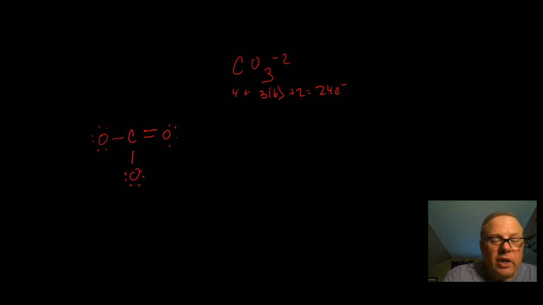Now everybody has an octet, and we have this double bond up here. Because this is a polyatomic ion, I'd like you to get in the habit of putting parentheses around it with a minus 2 charge. That means that we've added 2 electrons to the structure. So this is one resonance structure. This is a second.